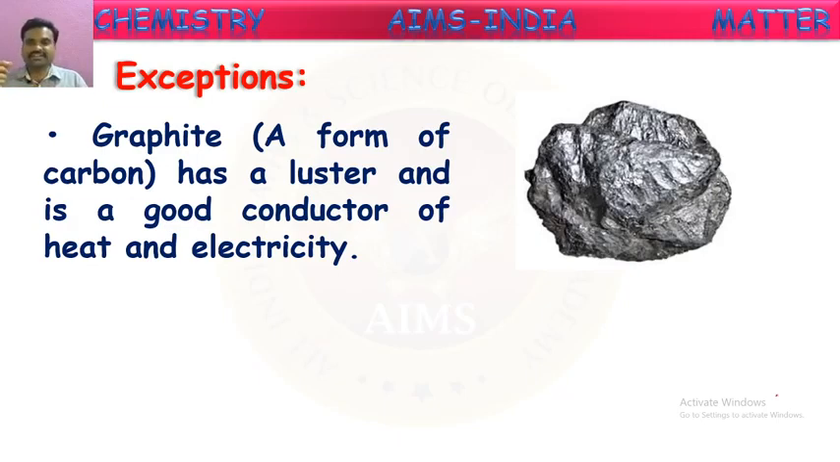In our pencil leads, that black substance is made of graphite. It is shiny, isn't it? It is shiny, and it is a good conductor of heat and electricity also, whereas the remaining non-metals are bad conductors. Okay, that is one exception.